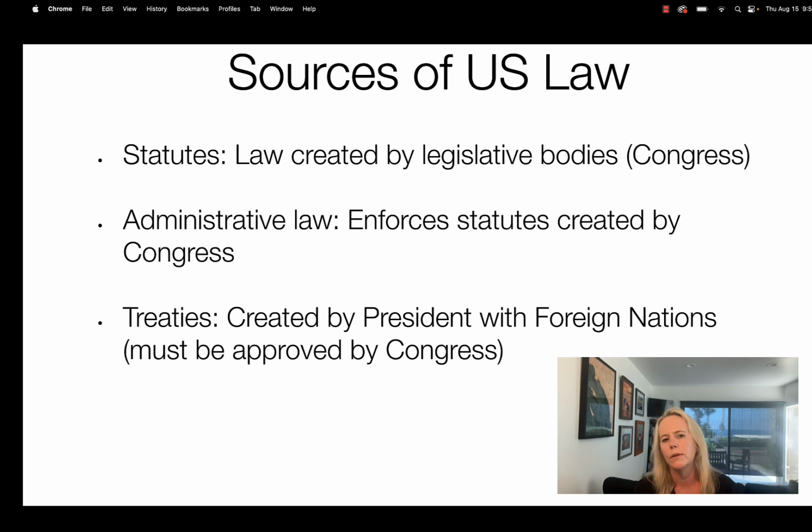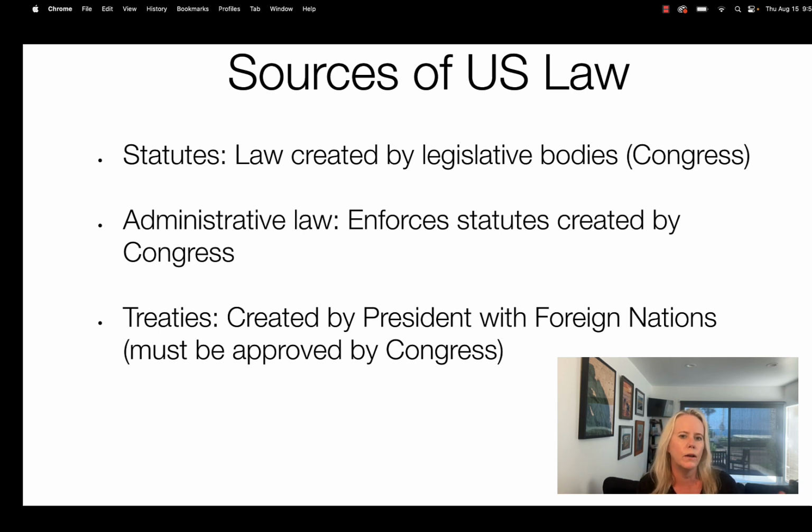Additional sources of U.S. law. Statutes are laws that are created by legislative bodies. Federally, we have Congress, who creates federal statutes. Locally in California, we have the California State Assembly that creates California state statutes. And California also has an executive branch, by the way, which is the governor's office.